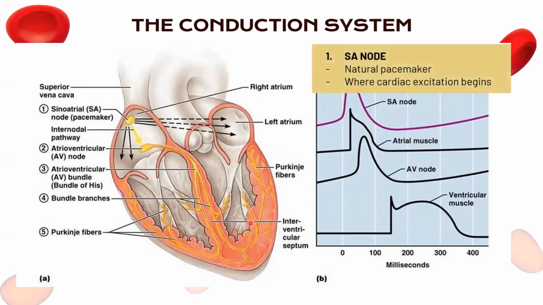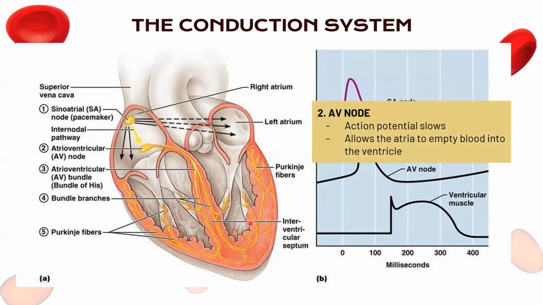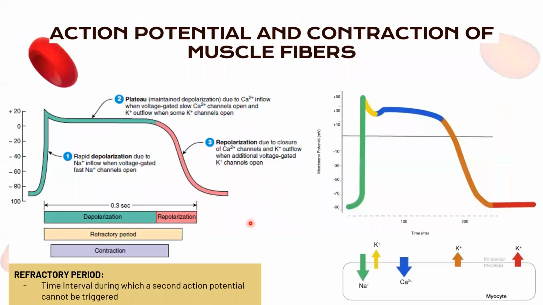The SA node is the natural pacemaker. It starts with the SA node, where cardiac excitation begins. Then it proceeds to your AV node, where the action potential slows and allows the atria to empty blood into the ventricle. Then to your bundle of His, the only site where the AP can conduct from the atria to the ventricles. This is the action potential and contraction of your muscle fibers.